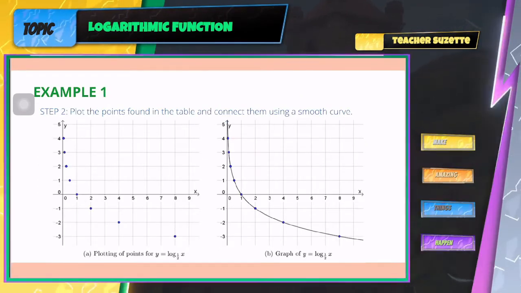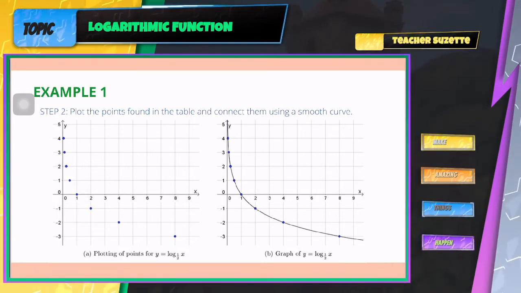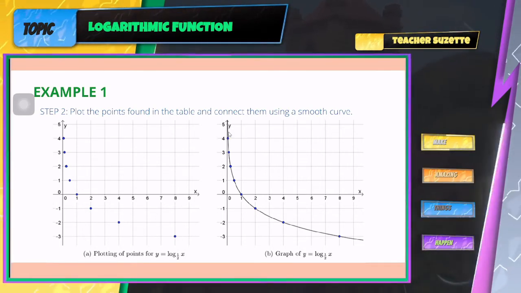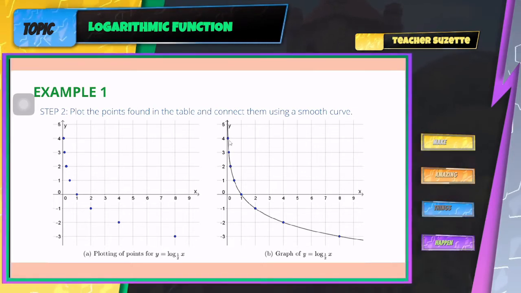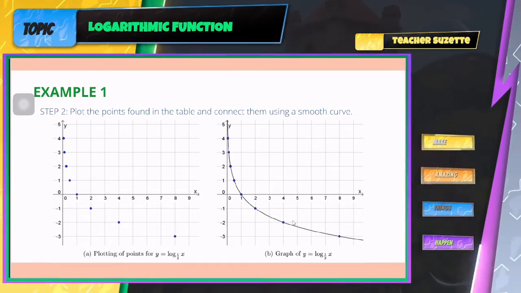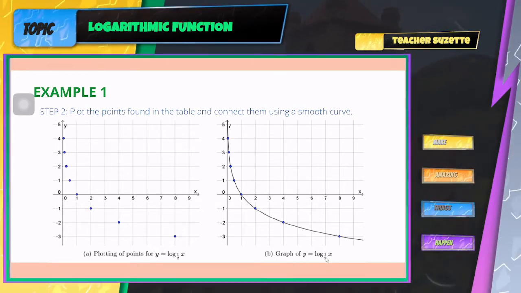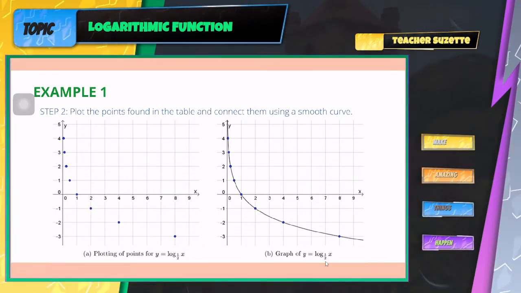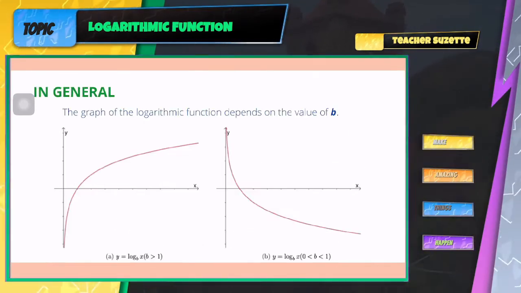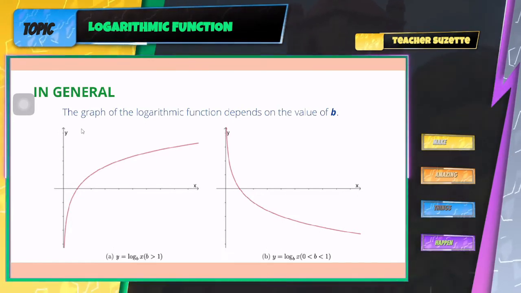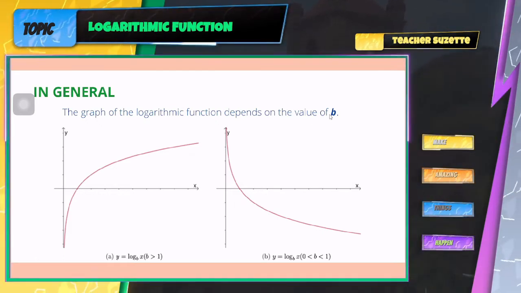When we plot the points, ito po yung magiging itsura ng ating mga points from our table of values. And when we connect them to each other using a smooth curve, ito naman po yung magiging itsura ng kanyang graph. This is the graph of y equals the logarithm of x base 1/2, where your base is between 0 and 1.